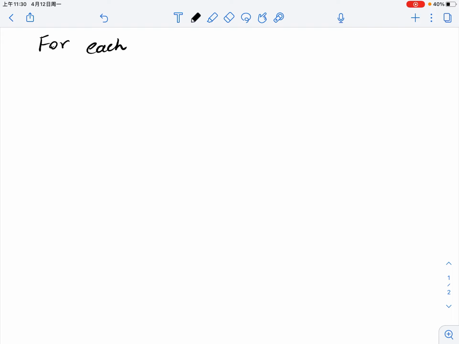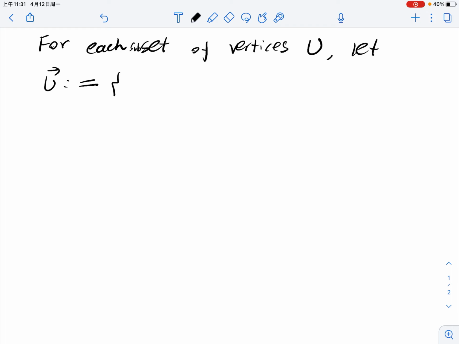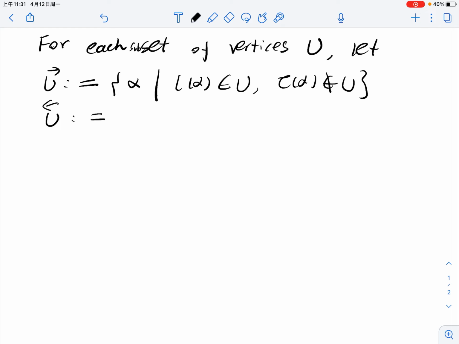So first we define the following set. For each subset of vertices U, let U right arrow be all edges whose initial vertex is in U, but the terminal vertex is outside U. Correspondingly, we can define U left arrow to be edges whose initial vertex is outside U, but the terminal vertex is in U.